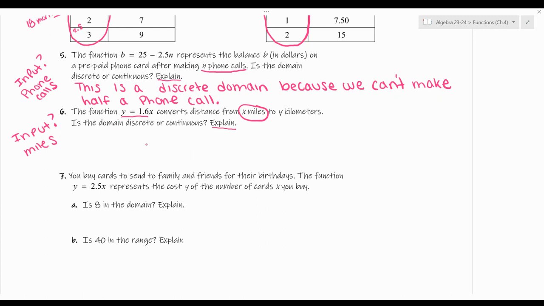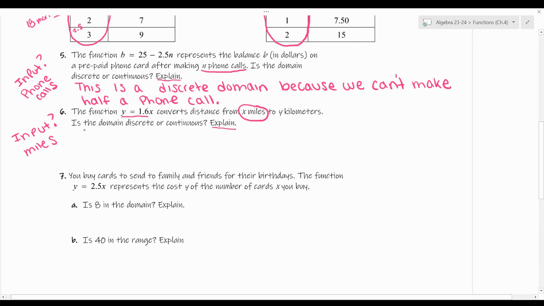So I could go walk half a mile. I can absolutely do that. I could go run 3.5 miles. I could run or bike a quarter of a mile. That's very realistic. That absolutely happens. So it makes sense to have decimals. And if it makes sense to have decimals, then we have a continuous domain.